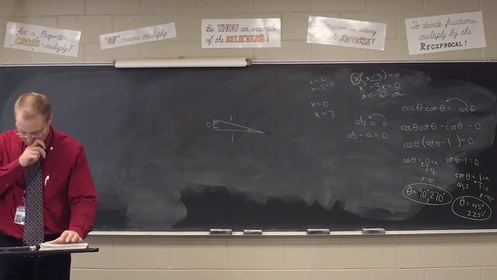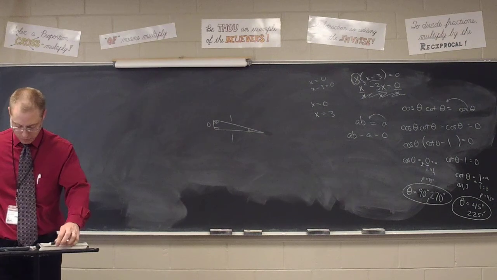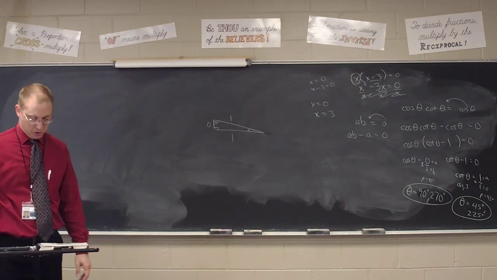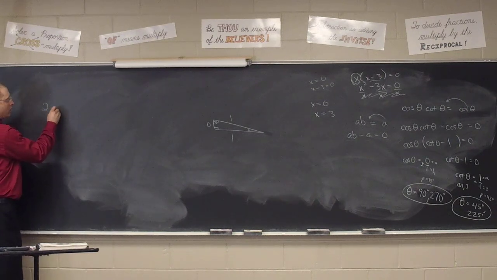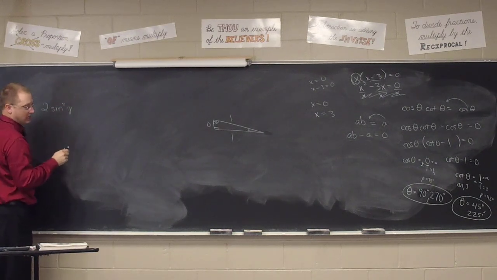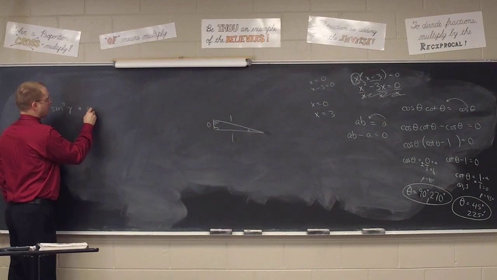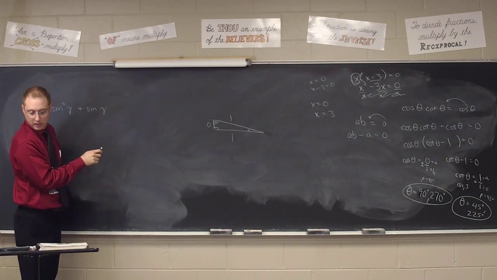Look at your textbooks at page 140. Page 140. And let's do a couple of these together here. Let's look at number 2. We have 2 sine squared gamma plus the sine of gamma is equal to 0.